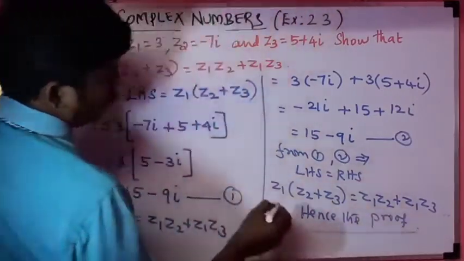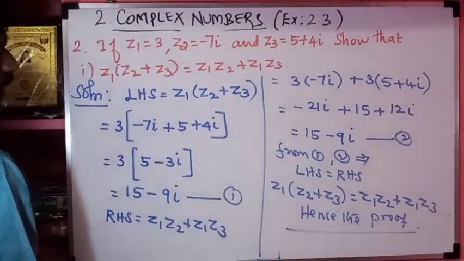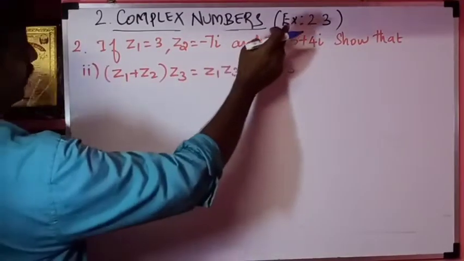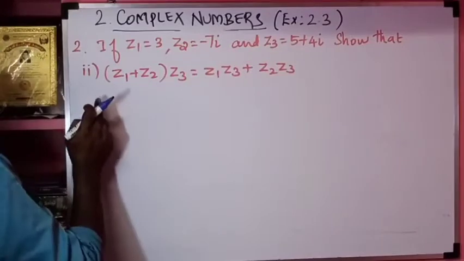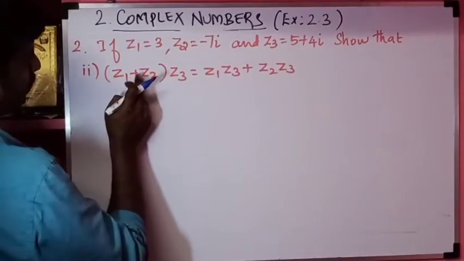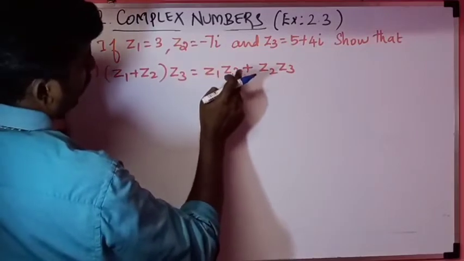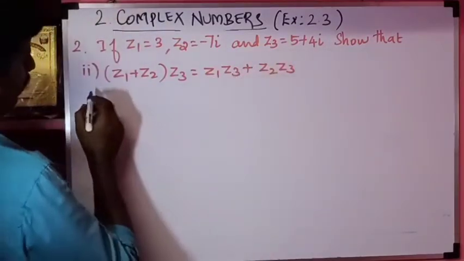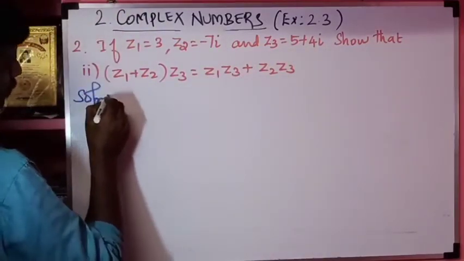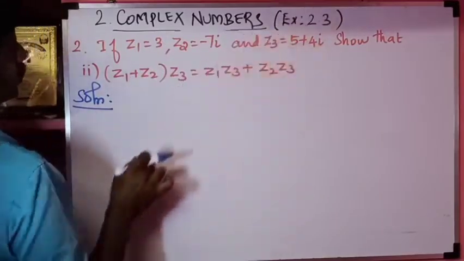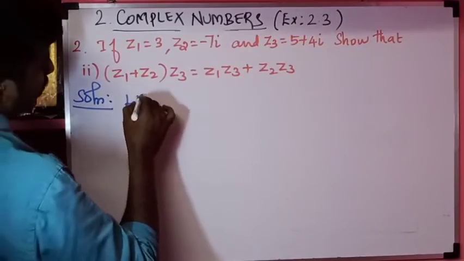Hence the proof. Is it clear? Now let us see the next problem. See the second point in the second question, exercise 2.3: z1 plus z2 into z3 is equal to z1 z3 plus z2 z3. See, already you know very well the z1, z2, z3 values given in the question. So take the LHS part.